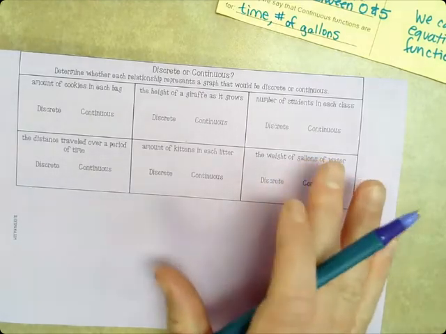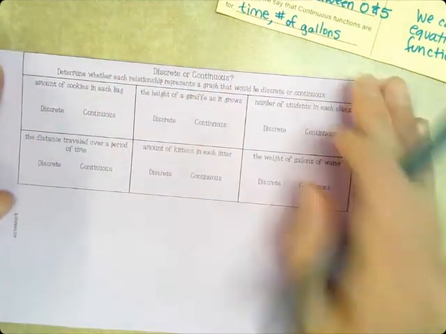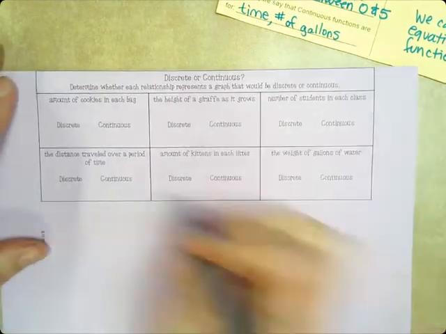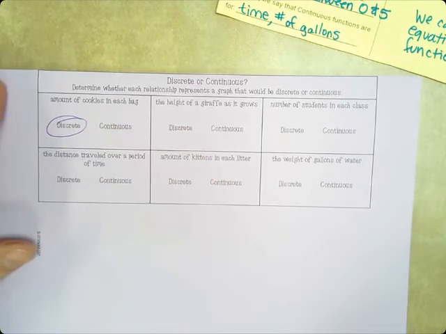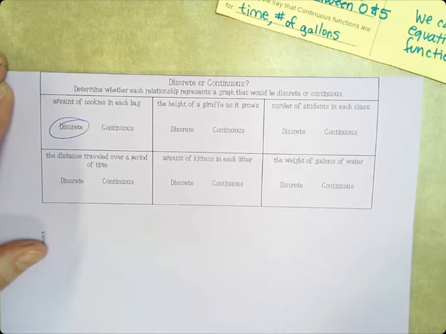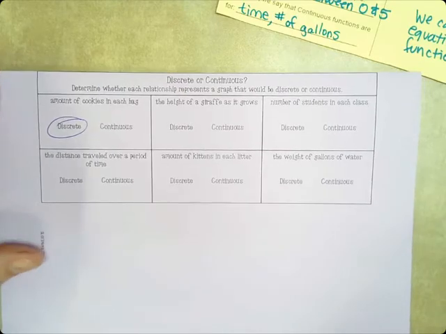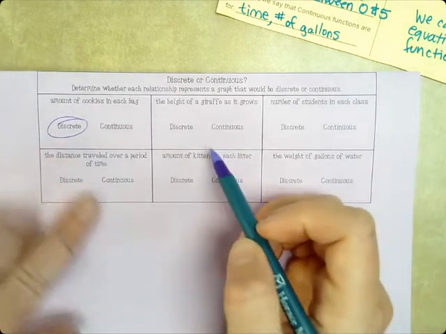So number 1, Kinsley, what did you decide? Discrete. Okay, why? Because it's just cookies in a bag. You can't count forever. You put a certain amount of cookies in the bag. Can we count partial cookies? No, you can't have half of a cookie. Right. That's good. All right, the next one.